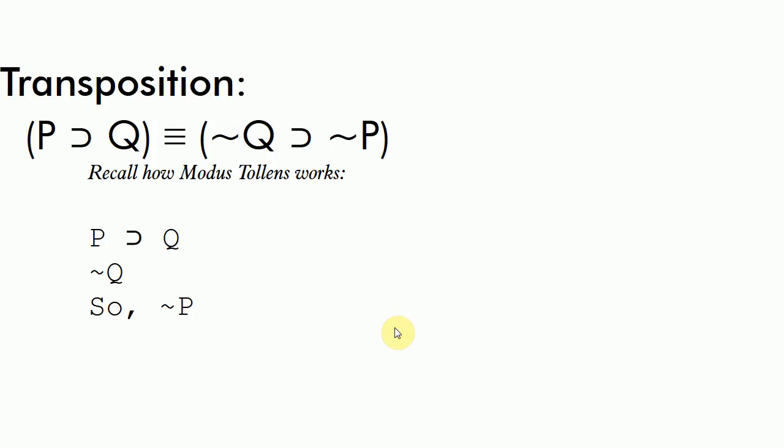Okay, let's move on to transposition. Transposition is telling us that if we have the conditional if P then Q, that's the same as having if not Q, then not P. And let's recall how modus tollens works to understand this one. The rule of modus tollens says that if we have if P then Q and we have not Q, we can conclude from that not P. Well, that's enough to tell us that this follows from this. So if we have not Q and we can get not P, that means we have if not Q, then not P. So in transposition, you basically reverse the positions of your statements and negate both of them.